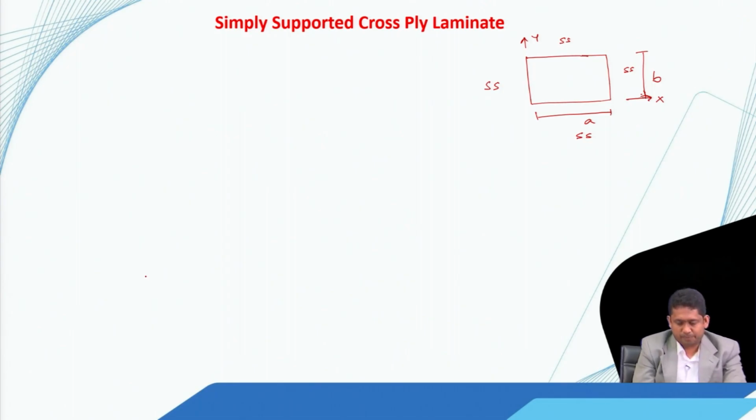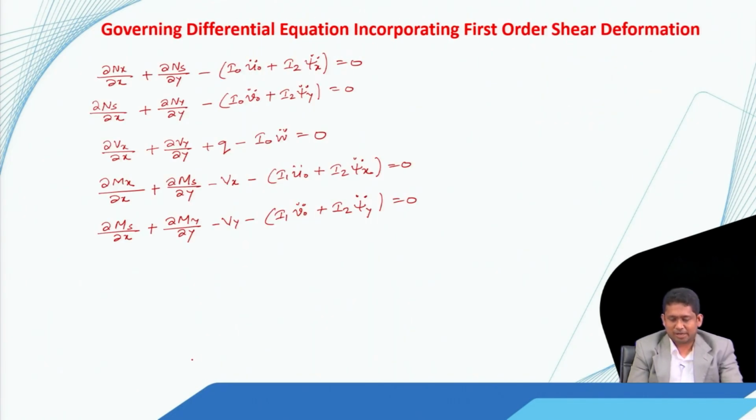Now, our first job is to put the relations between the force and moment components and the displacement components in the differential equations, and that is how we will be able to write the differential equations in terms of the displacement components. Now, because this is a simply supported cross ply and also it is symmetric, we have the B matrix 0. So, we will not deal with these two equations, we will deal with only these three equations.